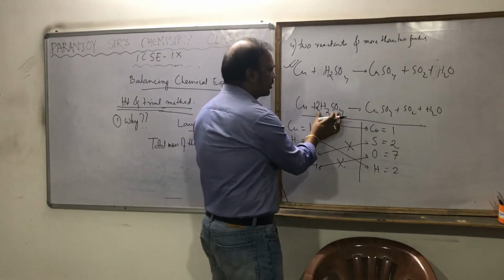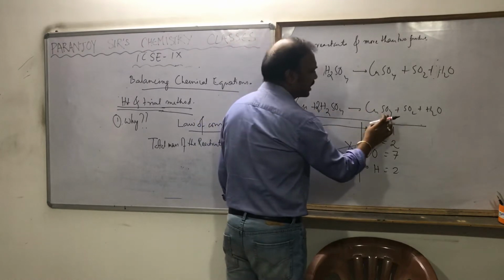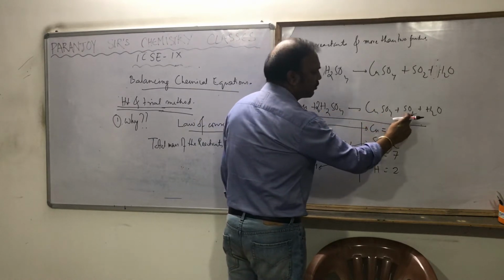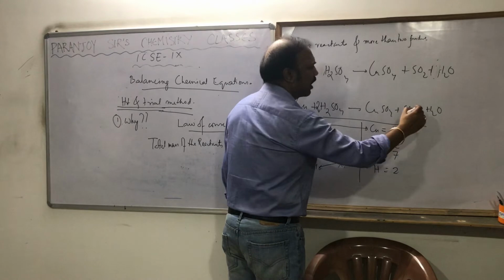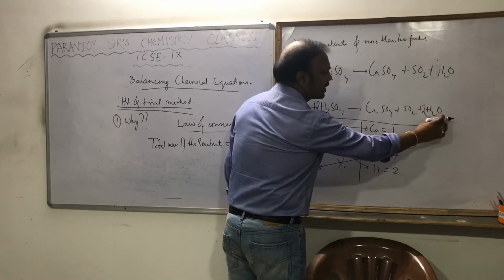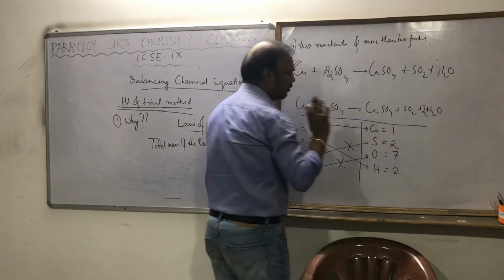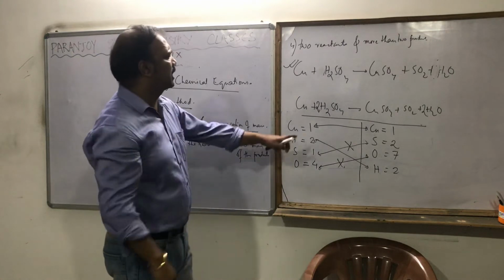So total number of oxygen is 8. Now let us see how many oxygen is there in this side. 4 and 2 is 6, and 1 is 7. So we have to increase 1. Now if I write 2 over here, this is 2, 2 4 and 4 8. Oxygen is balanced. Now see the condition of sulfur.